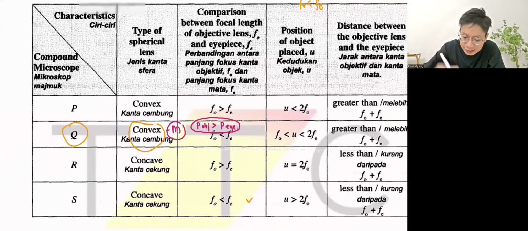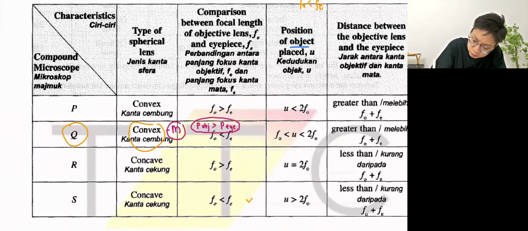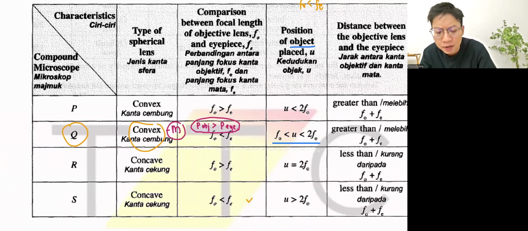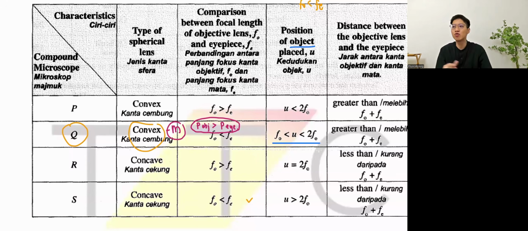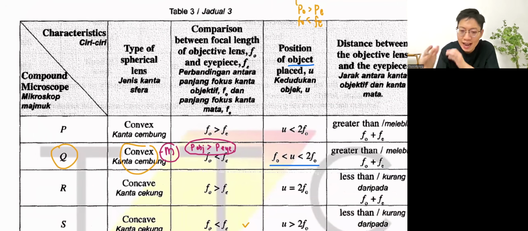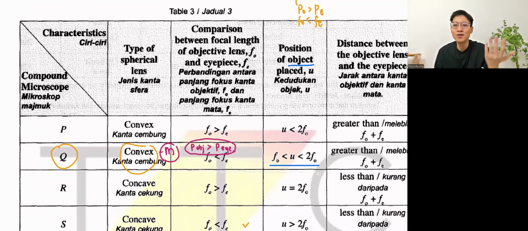The third one, okay, guys, I test you all. Why does the object need to be between FO and 2F? Why must this object be here? Guys, between F and 2F, what will you get? Why do you want your object to be between F and 2F? Come on, guys, you can do this.